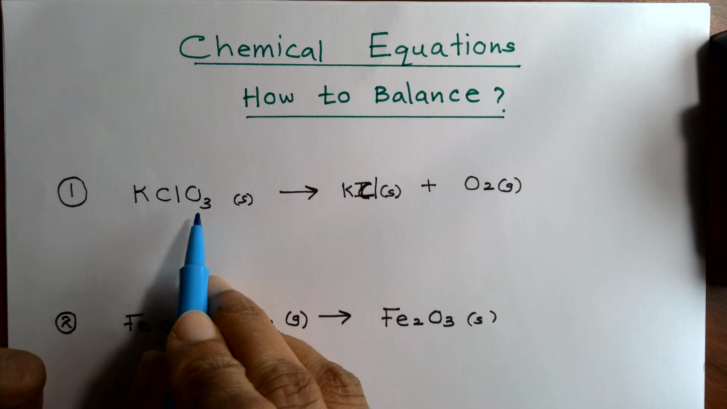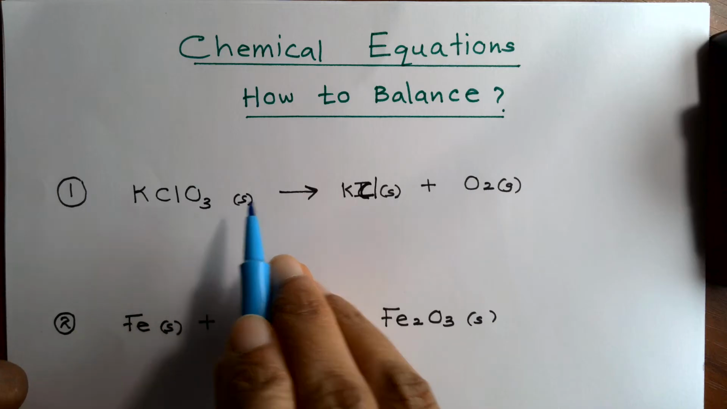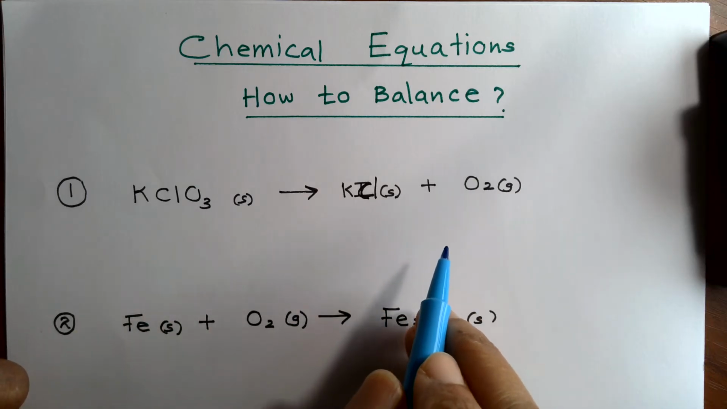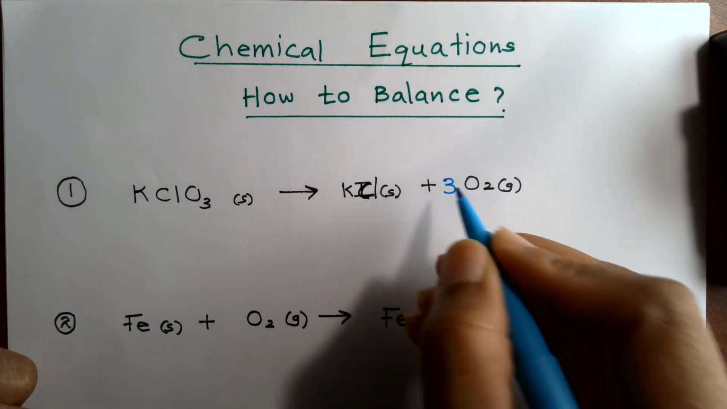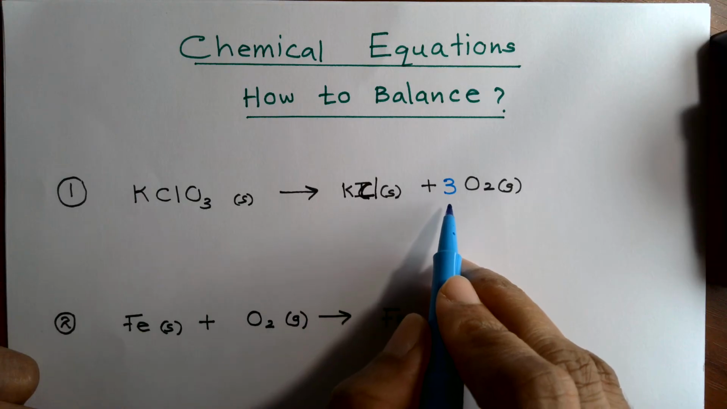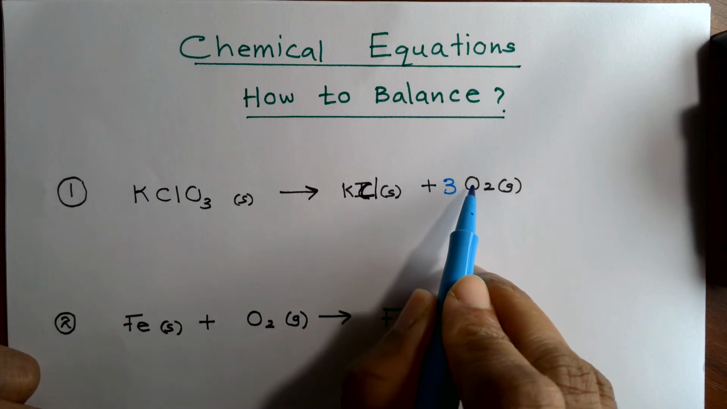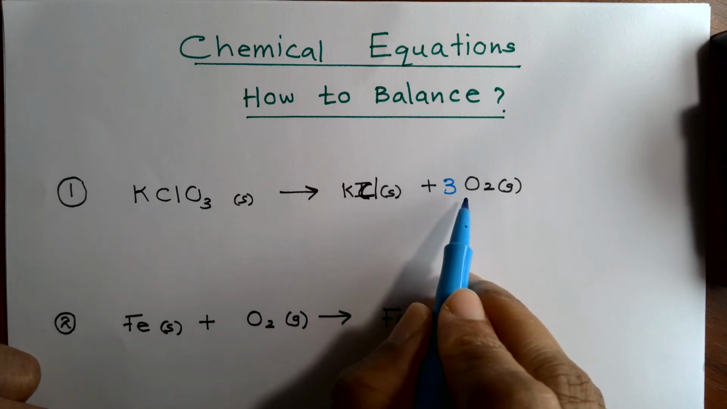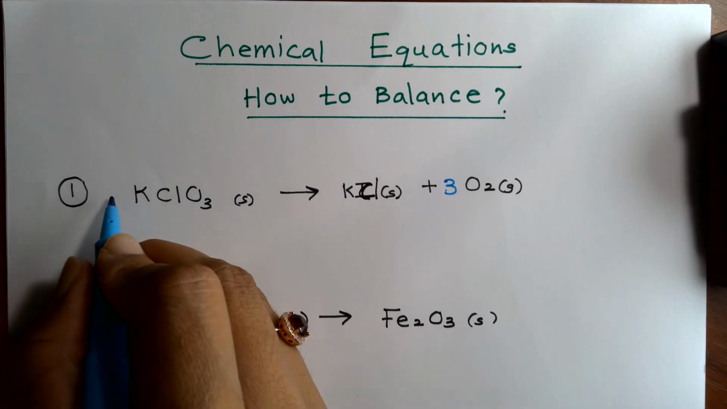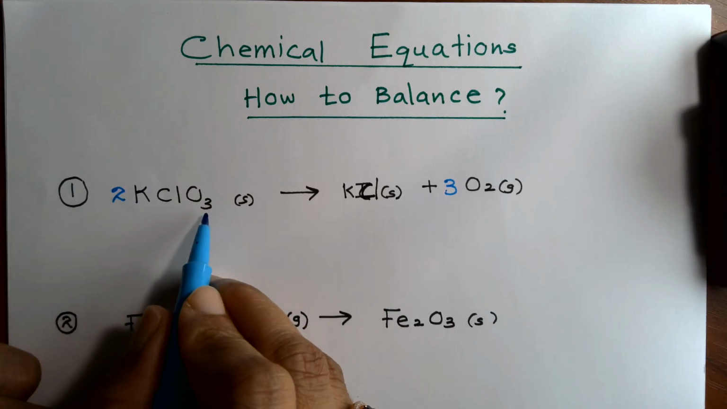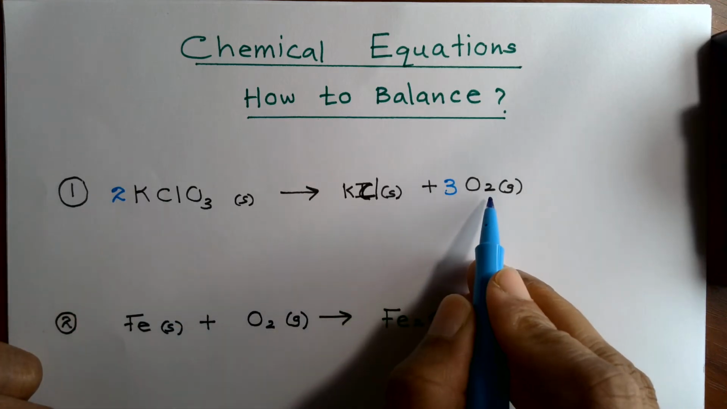3 oxygens here, but 2 oxygen in the product side. So the common factor to 3 and 2 is 6. So let's make 6 oxygen in each side. So how to make 6 oxygens here? Multiplied by 3. So we added coefficient 3 for the oxygen. Then 3 times 2 is 6. 6 oxygen atoms now in the product side. But still reactant side only 3 oxygen atoms. So let's add the coefficient 2 to give 6 oxygen atoms. So 2 times 3 is 6 oxygens. 3 times 2 is 6 oxygen.